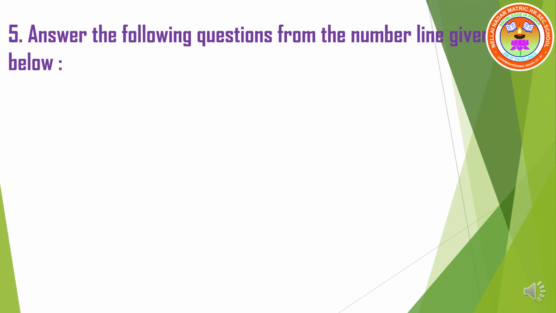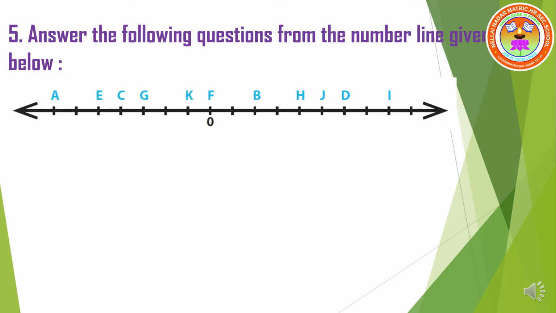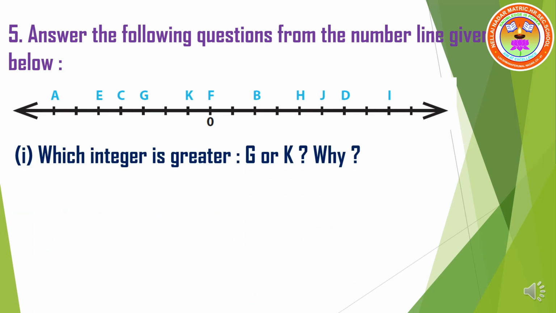Next, question number 5. Answer the following questions from the number line given below. So a number line is given below and they are marked the number line with alphabets: A, E, C, G, K, F, B, H, J, D, I. So using this number line, we are going to answer the following questions. So under that first subdivision, which integer is greater, G or K?